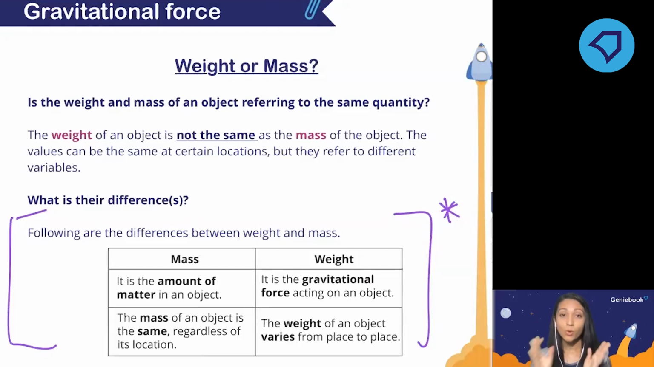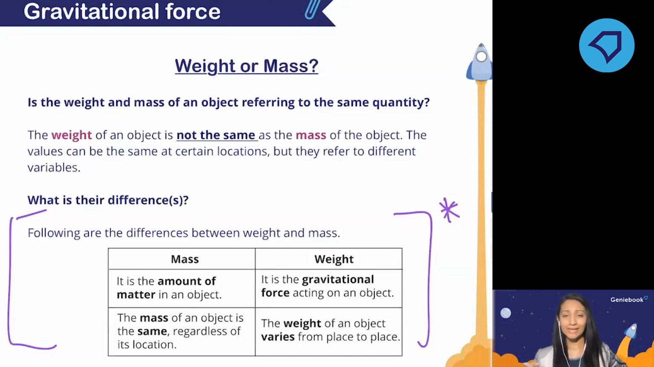But weight takes into account gravitational force, right? So weight is dependent on the location. If you're on Earth, you will have a certain amount of gravitational force acting on the object, so you have to multiply by that gravitational force. If you put that same object on the moon, the gravitational force on the moon is different, so it'll be lighter, right? So the weight of that particular object will be lighter on the moon. Do you get what it means?